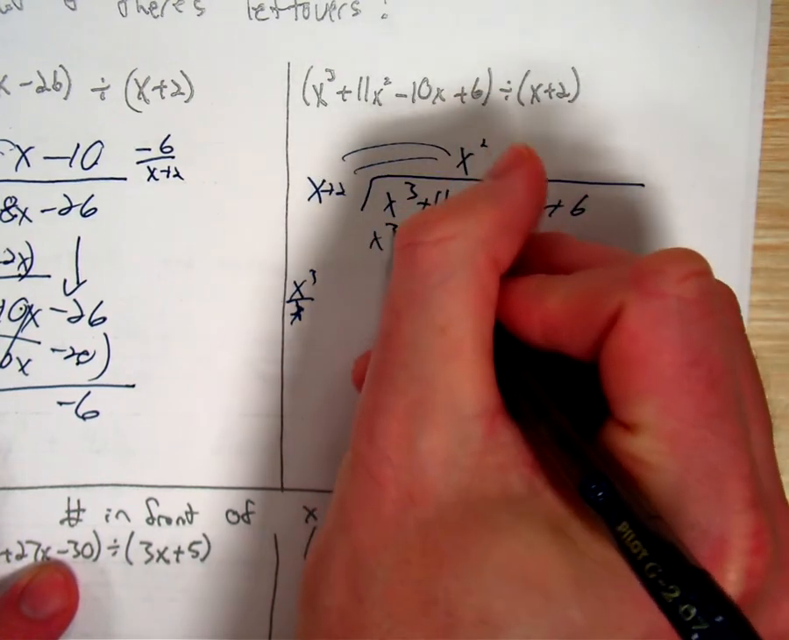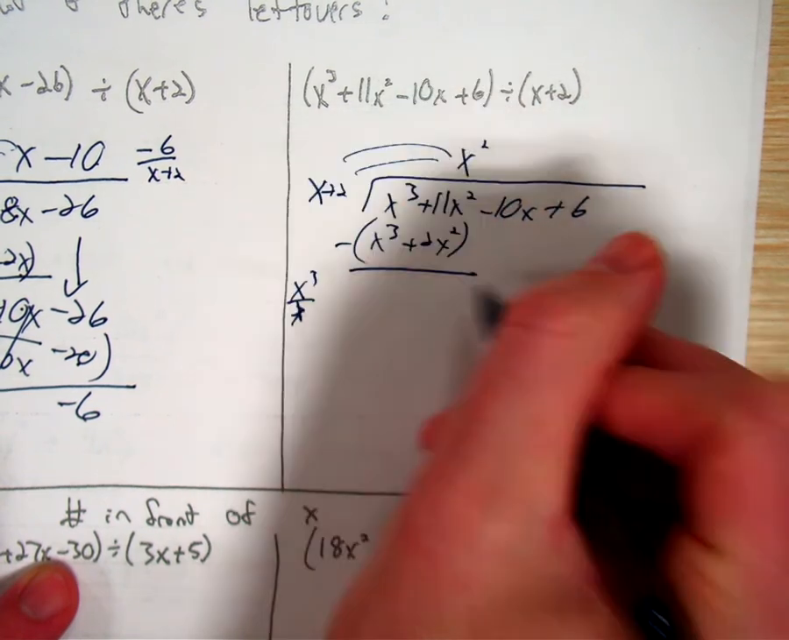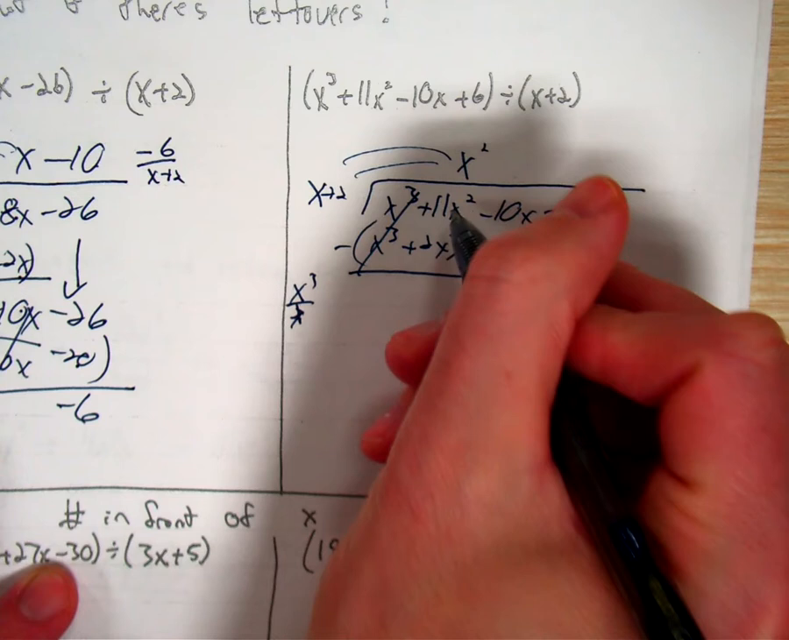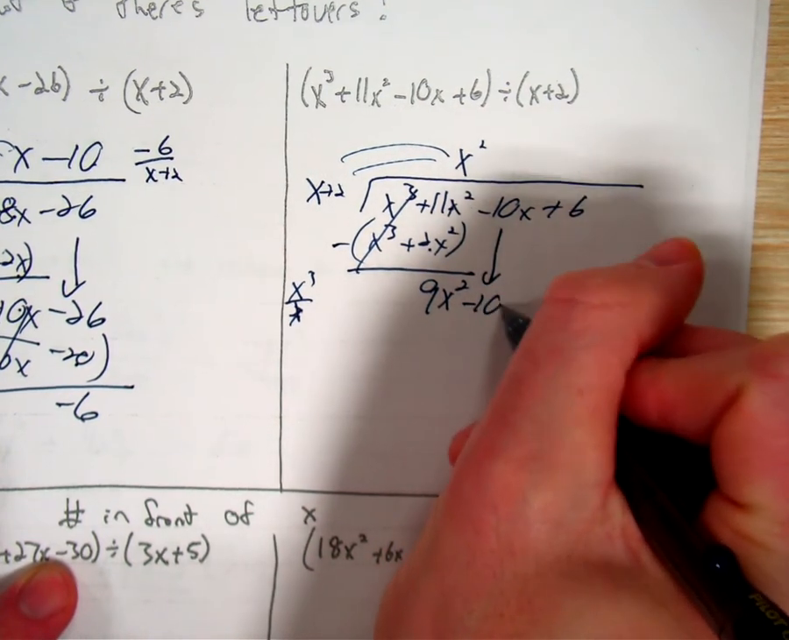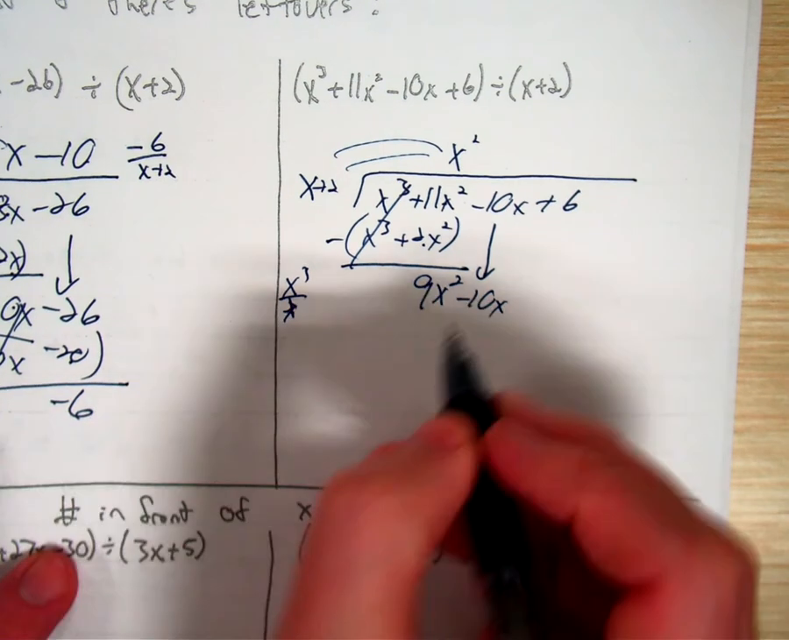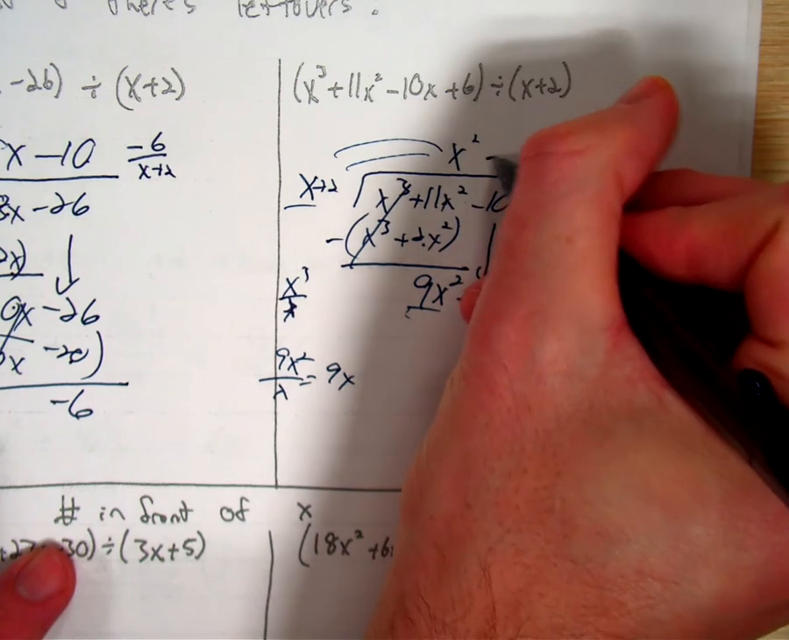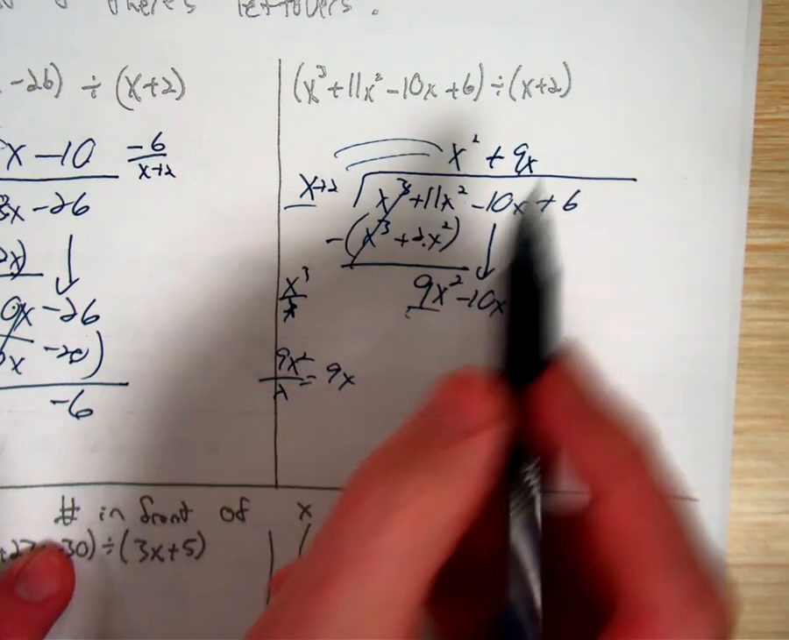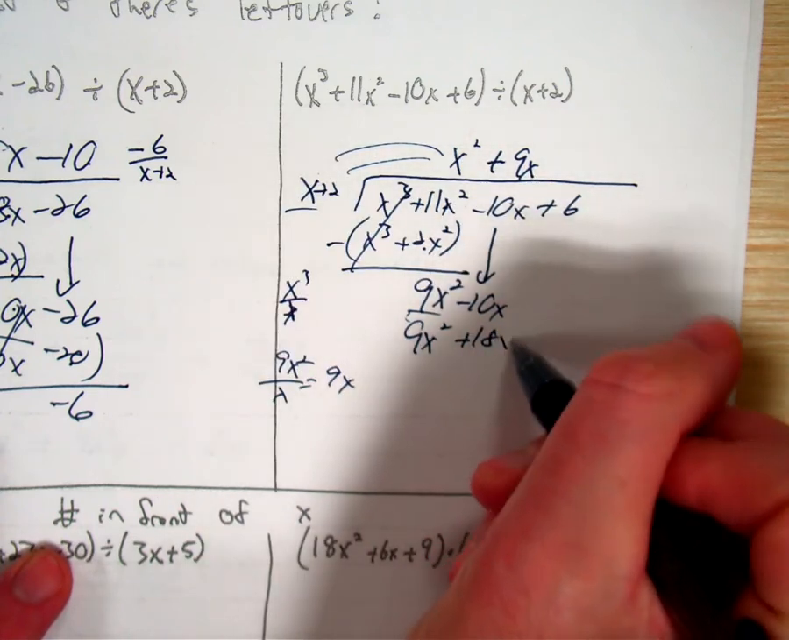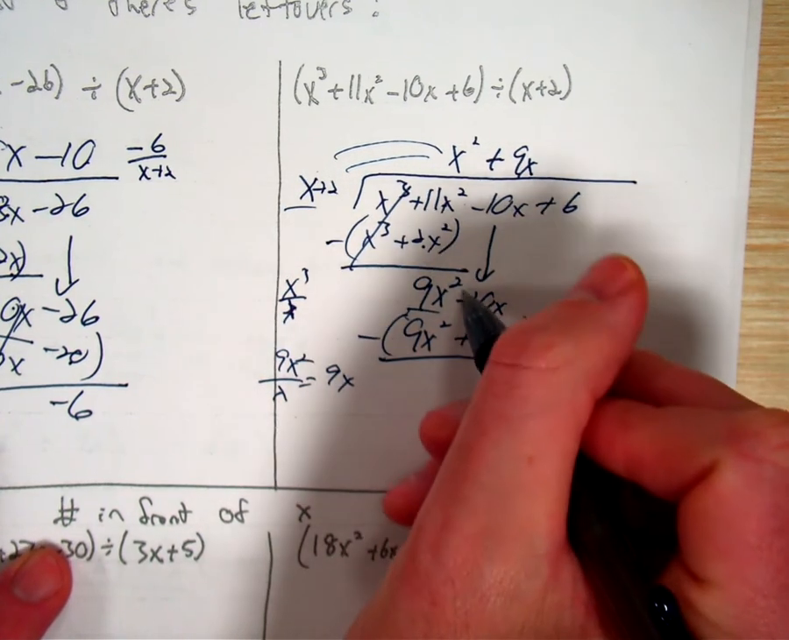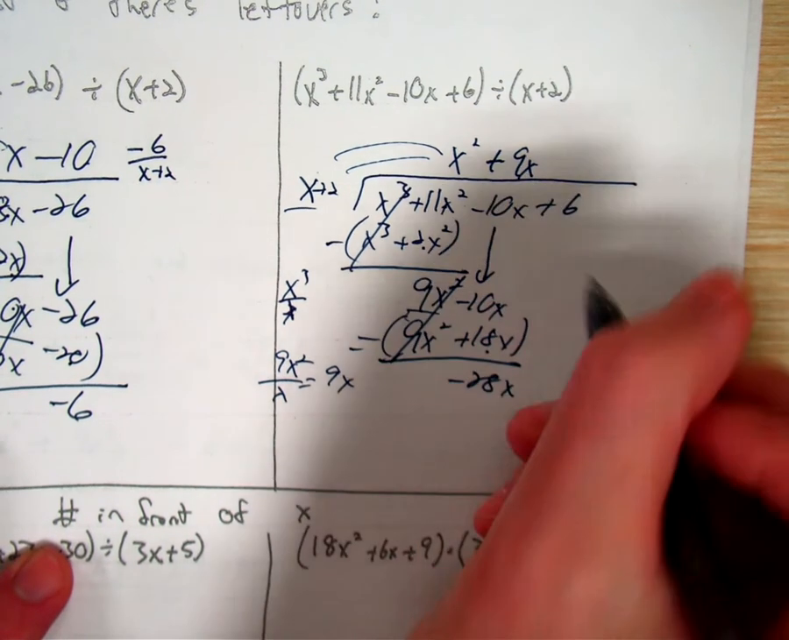Multiply it back. x to the third plus 2x squared. Subtracting down. Cancel. 11 minus 2, 9x squared. Bring down your next one. Compare fronts. 9x squared over x is 9x, so it's a positive, so I'm going to put a plus 9x. Multiply it back. 9x squared plus 18x. Subtract down. Negative 10 minus 18 is going to be negative 28x. Bring down our 6.